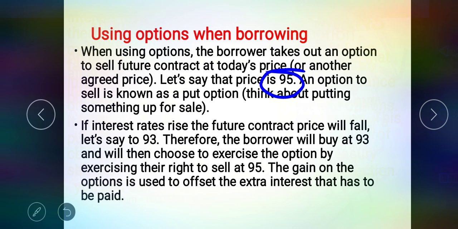An option to sell is known as a put option. A put option is nothing but an option to sell. Think about putting something for sale.